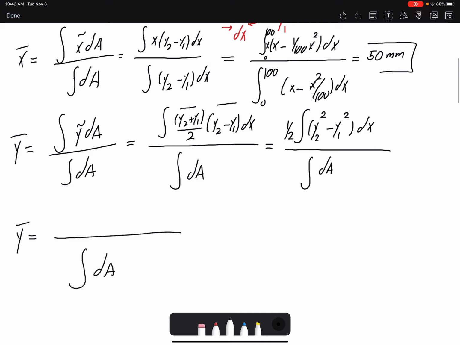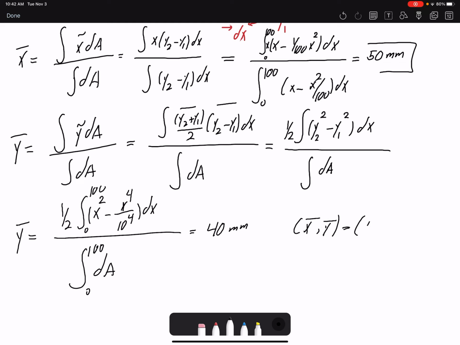The value here, I'm just going to keep it at dA, half. y2 squared would be x squared, y1 squared would be x to the fourth over 10 to the fourth, because I had 100, so 100 squared would be 10 to the fourth. Then after integration from 0 to 100, y bar would be 40 millimeter. So x bar and y bar would be 50 and 40 millimeter.